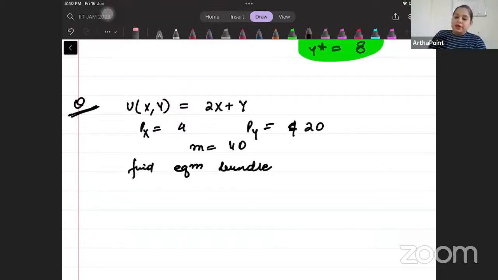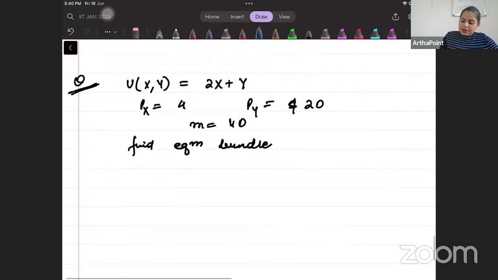Find the equilibrium bundle. So, beta, again, these are substitute goods. For substitute goods, what do we do? We compare MRS to the price ratio. This is how we solve for substitute goods. So if I start comparing MRS to the price ratio, what will happen?